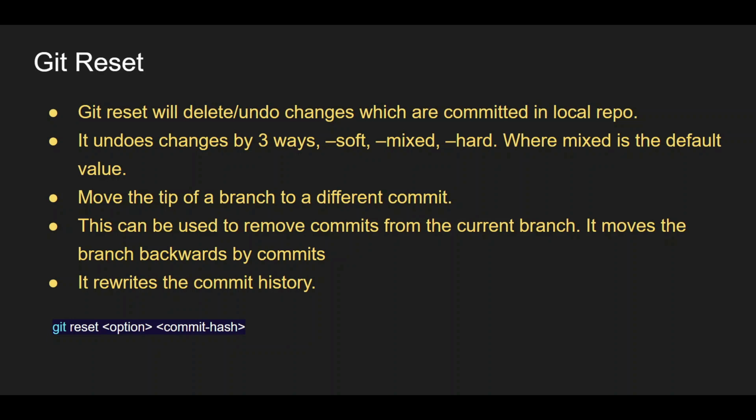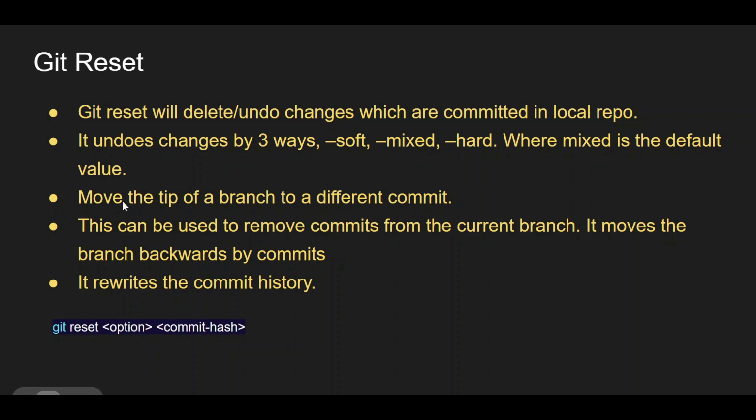There are three modes, or three types, of git reset. They are soft, mixed and hard, where mixed is the default. When we run git reset, it removes the commits from the history and also removes the changes. So this is a little bit different from git revert.